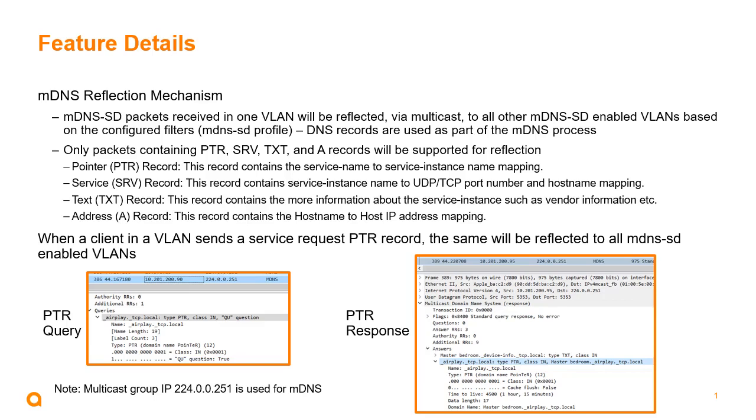So only packets containing the pointer, service, text, and address records will be supported for reflection. The pointer record contains a service name to service instance name mapping. The service record contains service instance name to UDP/TCP port number and host name mapping. The text record contains more information about the service instance, such as vendor information. And then the address record contains the host name to host IP address mapping. So when a client in a VLAN sends a service request pointer record, that same record will be reflected to all the other mDNS SD enabled VLANs.